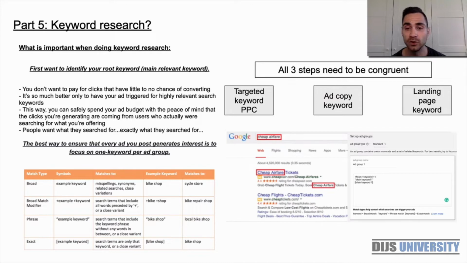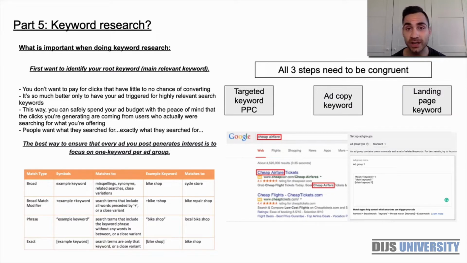And we can have a look at a screenshot just below where it says cheap airfare. That's a keyword that somebody actually put in the search bar, and the ad that first pops up, where you can see that they used the same keyword twice in their ad copy. So this is how you want to have your campaign set up, with relevant keywords through all three steps that are congruent.